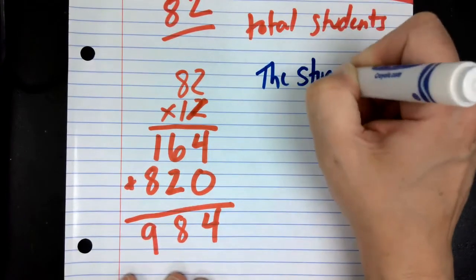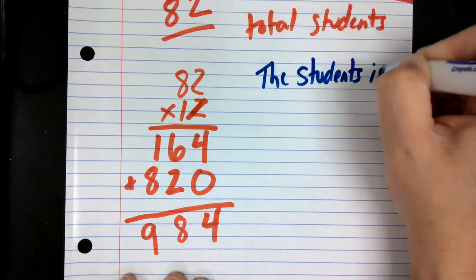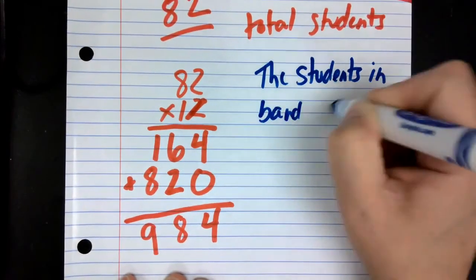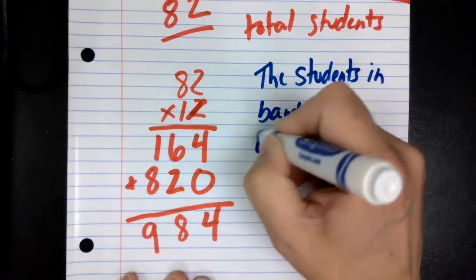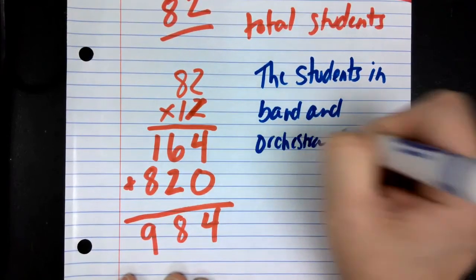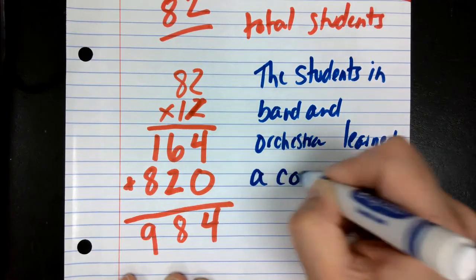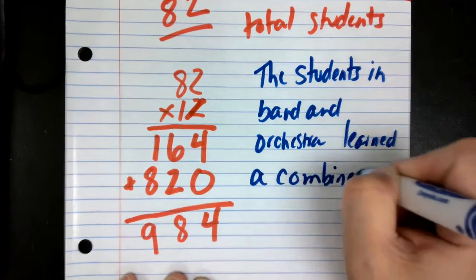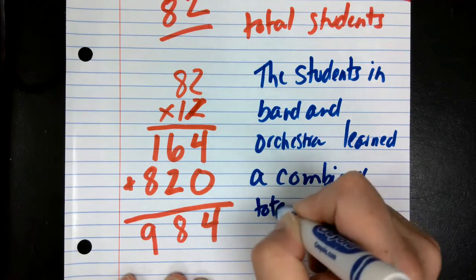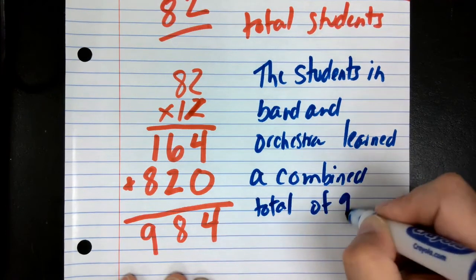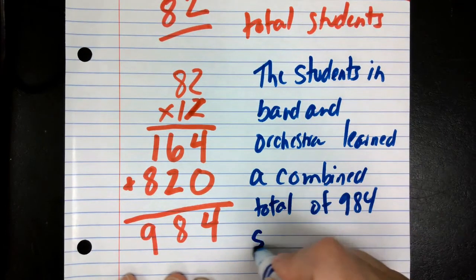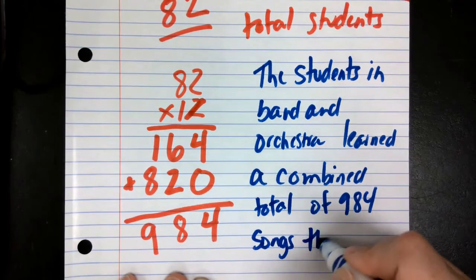The students in band and orchestra learned a combined total of 984 songs this year.